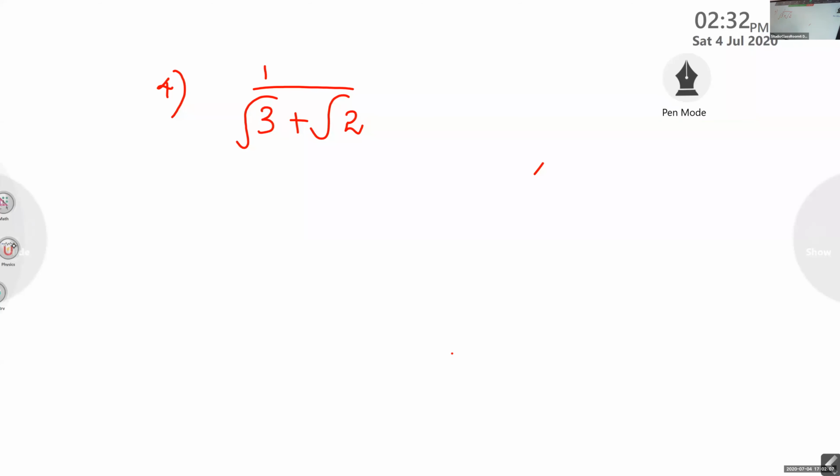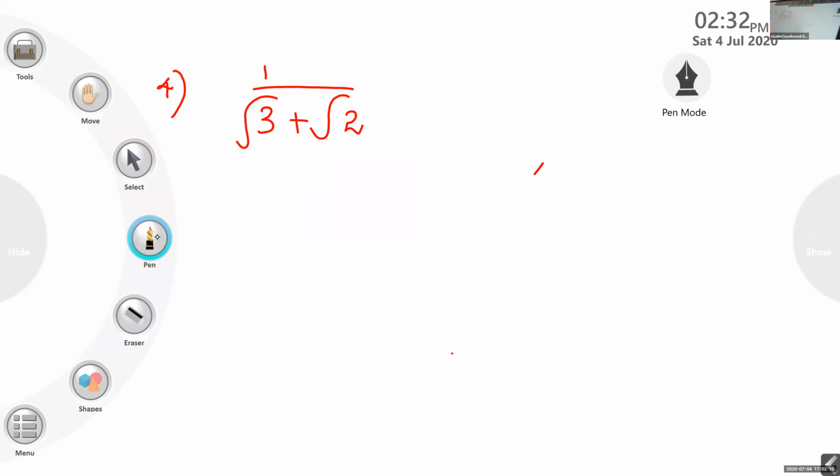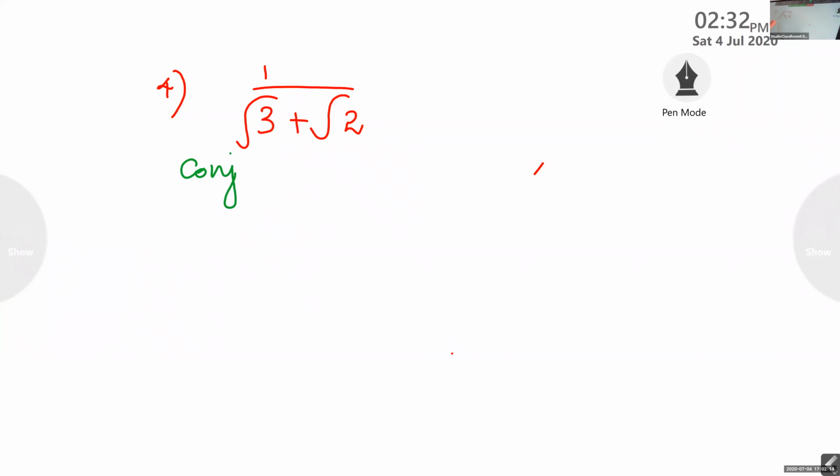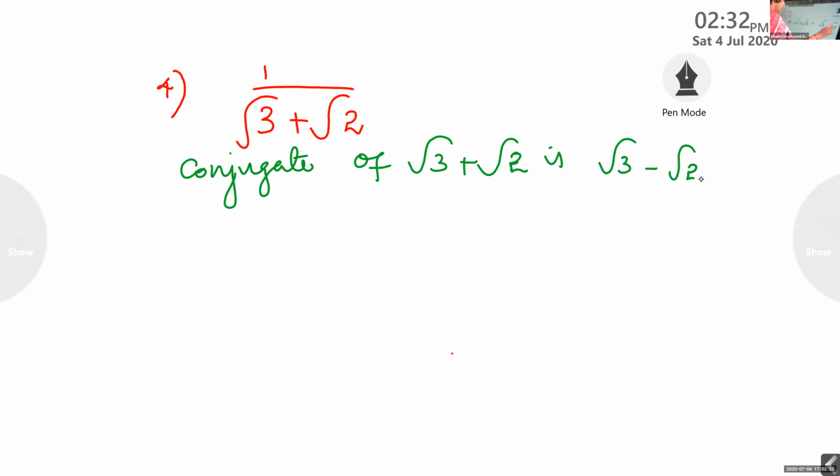We'll use the term conjugate. Conjugate of root 3 plus root 2 is the same number but with a different sign, which is root 3 minus root 2. If it is plus, it will be minus. If it is minus, it will be plus.